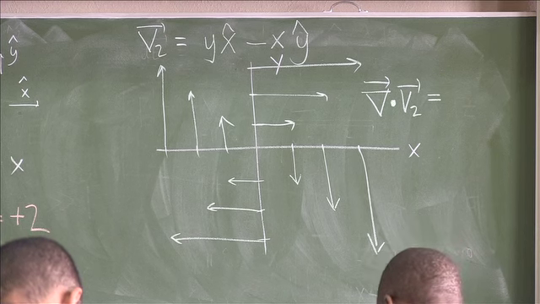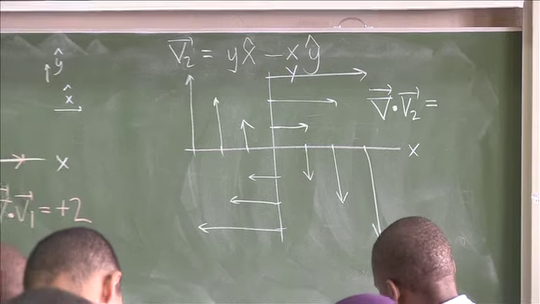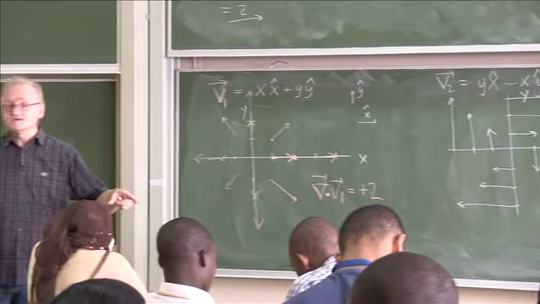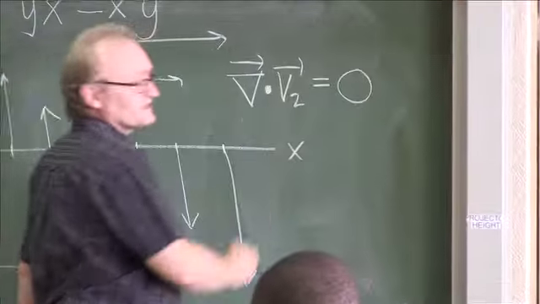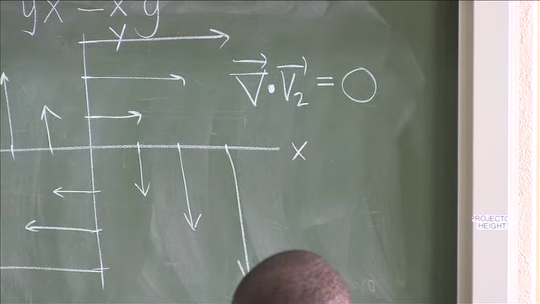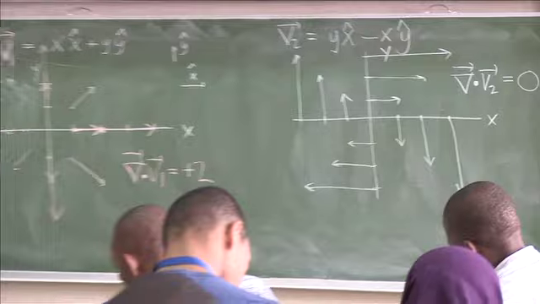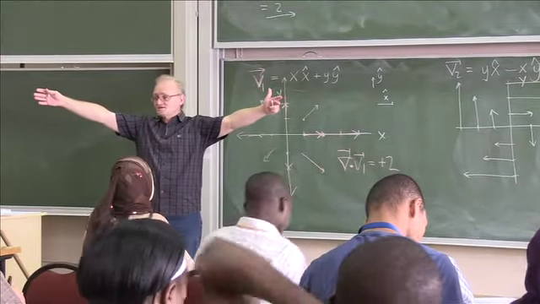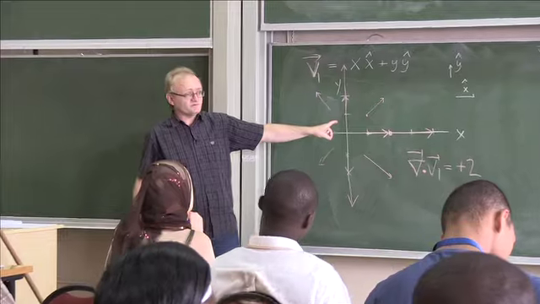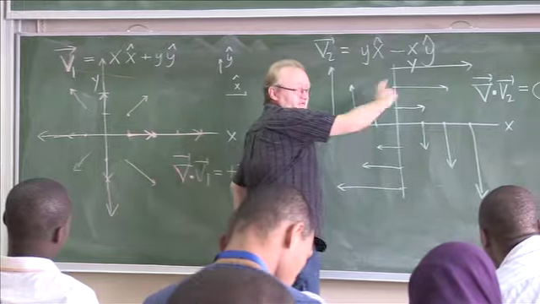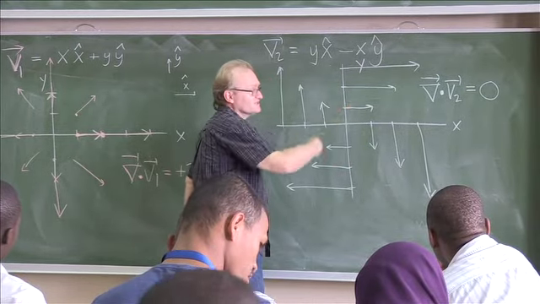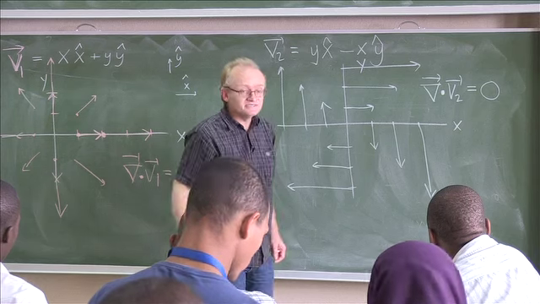Okay, guys, what did you get for the divergence of V2? Zero. Zero. Good. Everyone get zero? Yes. Good. Divergence of V2 is zero. That's perfect. Now, look at this. In this situation, the particles really are moving away from each other. The divergence is positive. In this situation, the particles are not moving away from each other. They're just circulating around. The divergence is zero.